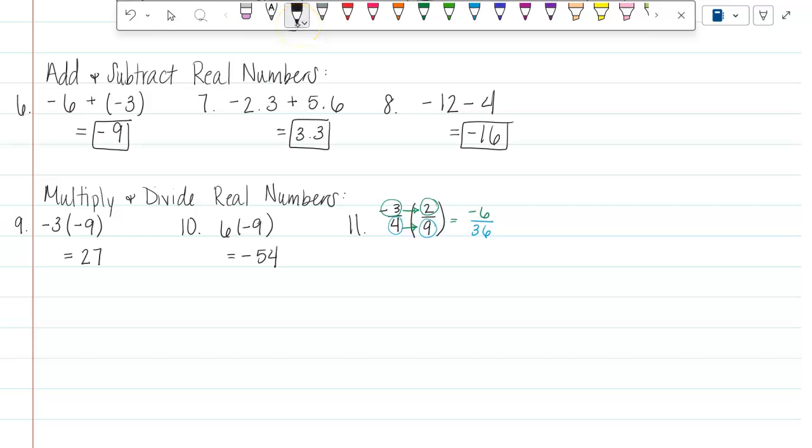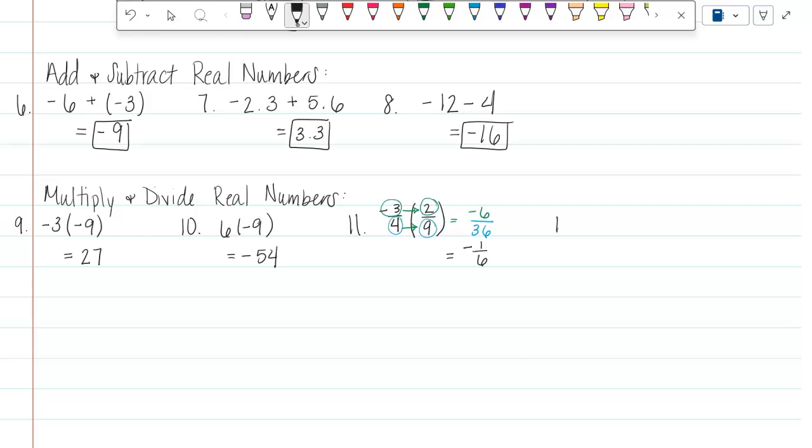Now, I'm going to take this one step further and reduce it. With the way negatives work, you could put the negative on the top, on the bottom, or in the front. Either way, the entire term is negative. We're going to reduce this because they're both divisible by 6. So you've got negative 1/6.